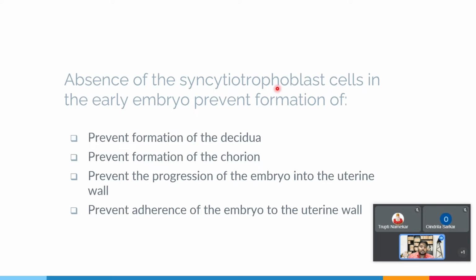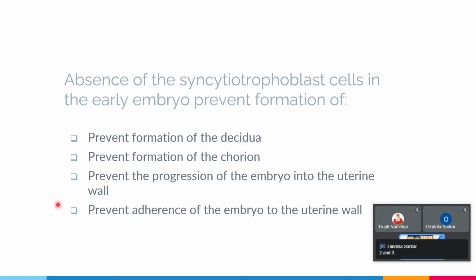Absence of the syncytial trophoblast cells in the early embryo prevents the formation of which of the following? So if the syncytial trophoblast cells were absent, then which of the following structures will not form? Will it prevent the formation of the decidua? Will it prevent the formation of the chorion? Will it prevent the progression of the embryo into the uterine wall, or will it prevent the adherence of the embryo to the uterine wall? This is more than one type of answer because it's a box type of question.